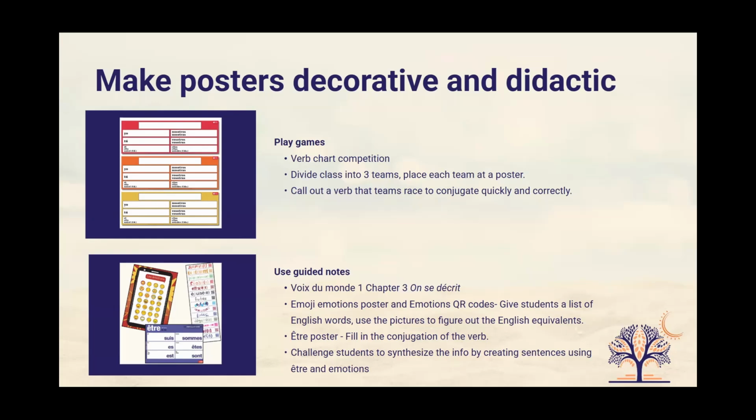You can also use posters for guided notes. So I picked out 3 posters that you could use with Voix du Monde chapter 3, where you're doing descriptions of people. So you could use the emojis poster and this poster with QR codes, and have your students look at these and fill in a vocabulary list with what the translations of those words might be. After that, they move on to this conjugation of the verb être and fill in that conjugation. And then as an extra challenge, they can synthesize all of that into sentences, use the verb and some adjectives, and start writing their own sentences.